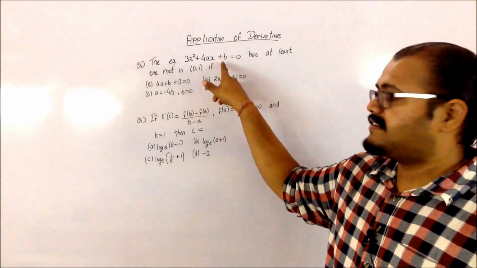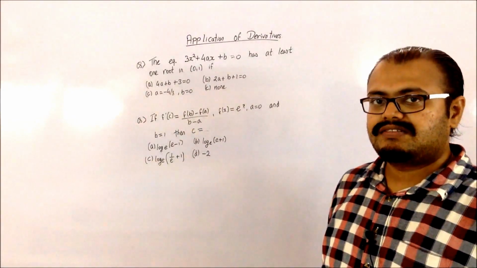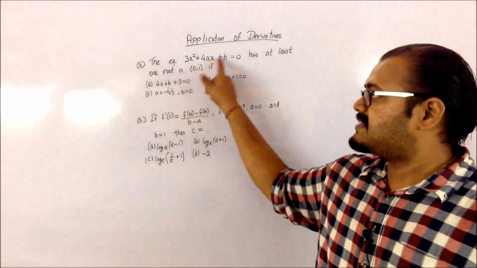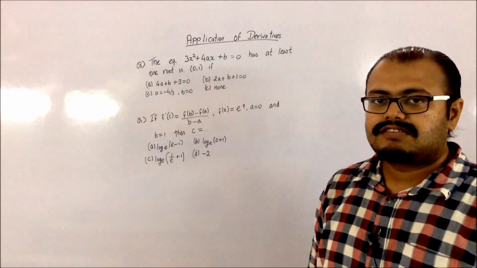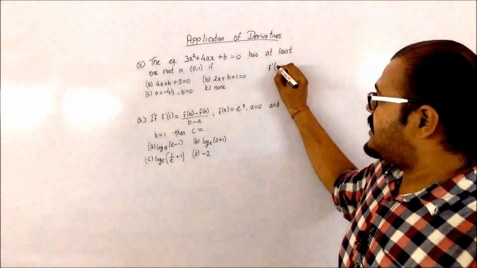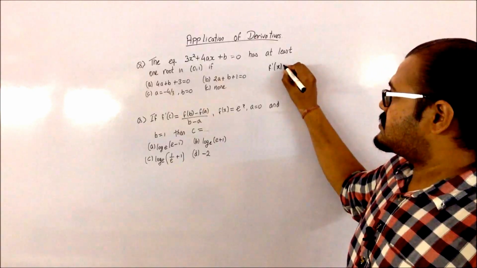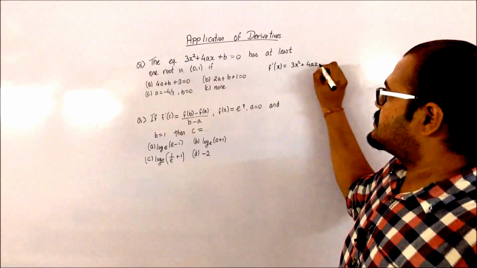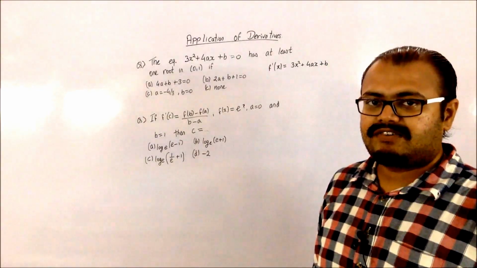They have given me the equation, that is 3x square plus 4ax plus b equals 0. I have to find the roots, and I want the condition on a and b such that one of the roots will lie between 0 and 1. So what I can do is, if I consider this equation as f dash of x, let it be the derivative of some function f of x. So it is 3x square plus 4ax plus b.